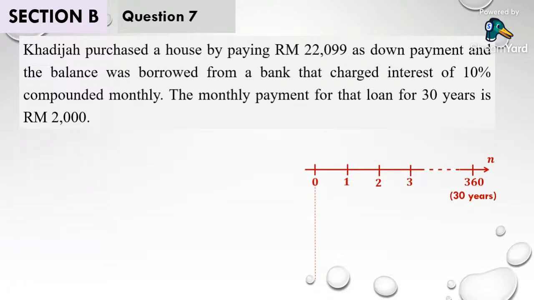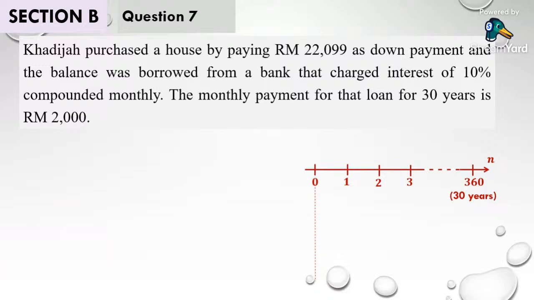Rather than just memorize formula, here Khadija purchased a house by paying 22,099 ringgits as down payment, and the balance was borrowed from a bank that charged interest of 10% compounded monthly. The monthly payment for the loan for 30 years is 2,000 ringgit. So if we try to understand the story behind, someone bought a house with 2 payments. One is by down payment, the other is by loan: 2 resources of money to purchase the house.